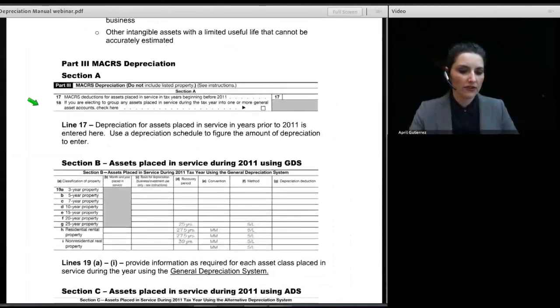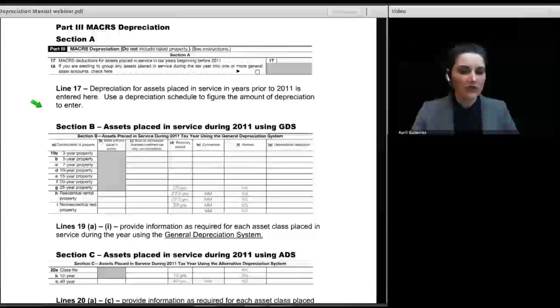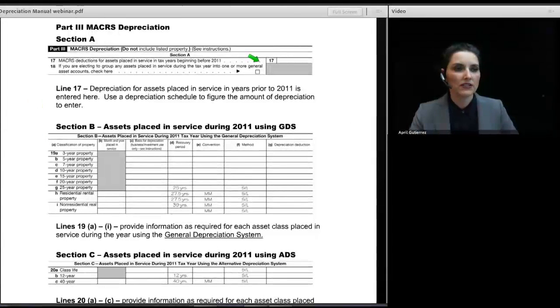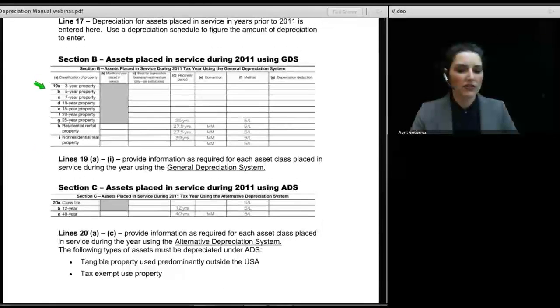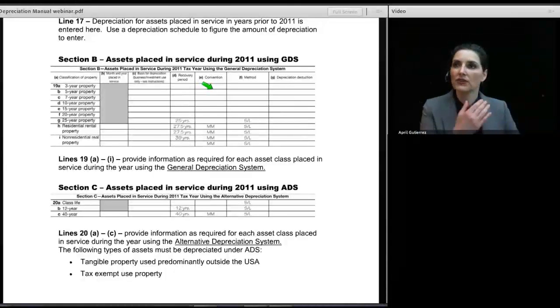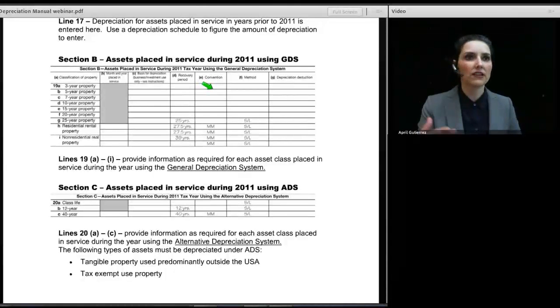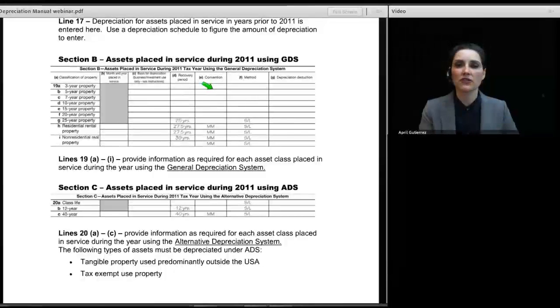Then in Part 3, line 17 is where we claim a deduction for assets that were placed in service in earlier years. And then for assets placed in service during the current year, for each class of asset, we will enter the total cost of property placed in service in that class during the year. We will enter the recovery period and the convention. Of course, the convention will usually be the half-year convention, but if more than 40% of the value of assets placed in service during the year were placed in service in the final quarter, we will enter MQ for mid-quarter convention rather than half-year convention.